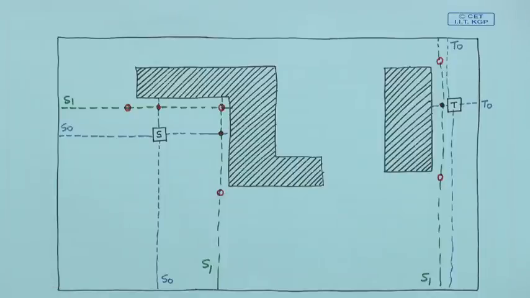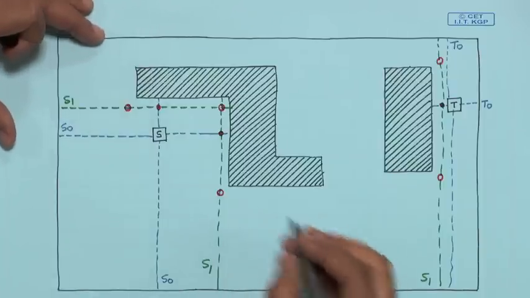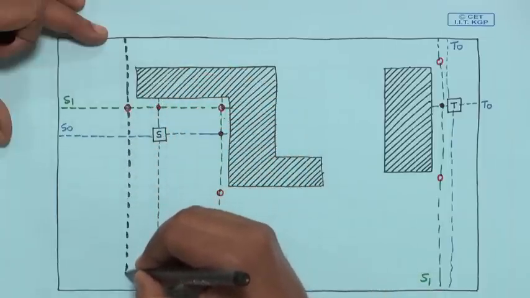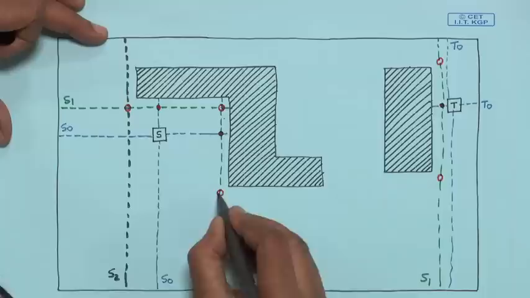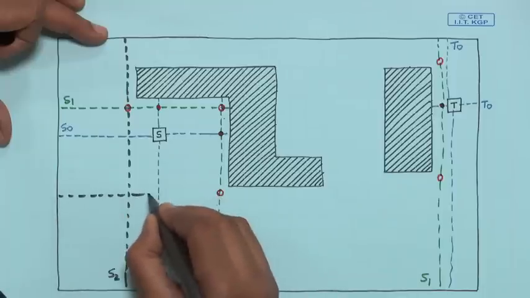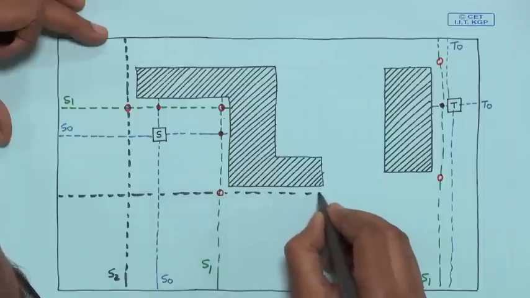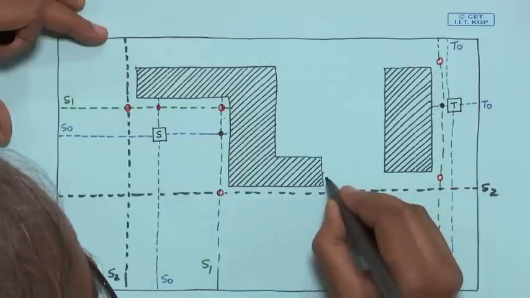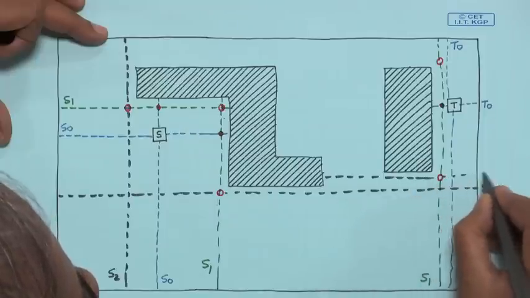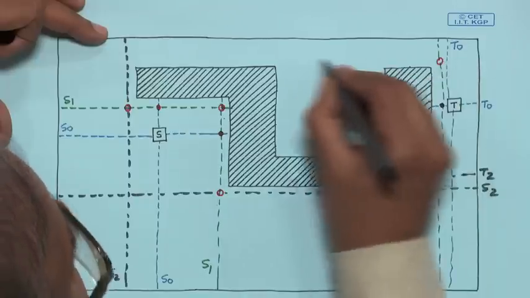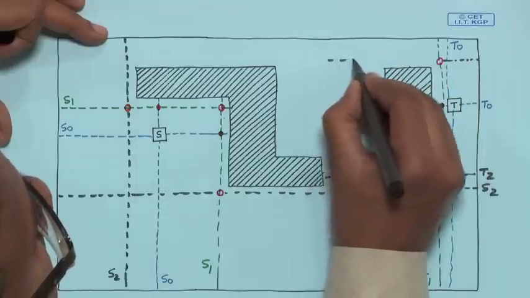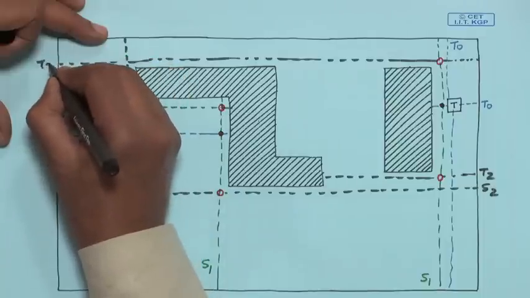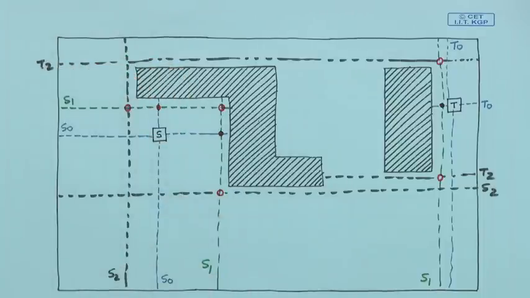So, on these escape points, you define another set of perpendicular lines. For this, the perpendicular line will be like this, this will be your S2. On this your perpendicular line will be this. This will also be S2. On this the perpendicular line will be like this. So, this process will continue. This will be T2 and here it will be like this, T2. Now you have seen that one line from S and one line from T has intersected.